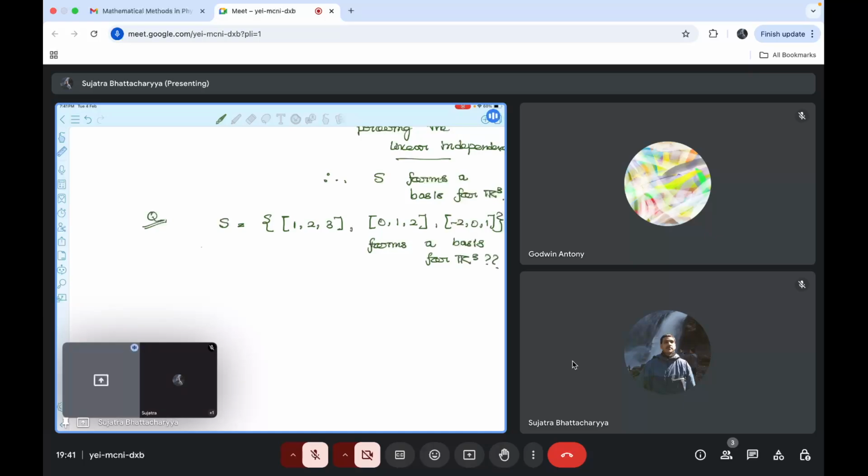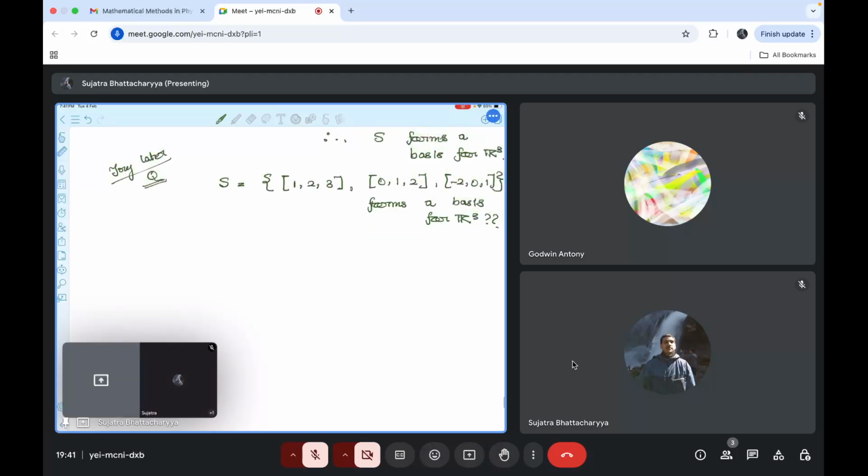Okay, this you can try. So this is the question. You try, and you'll see that it will form a basis. Just try it out. Of course, you have the assignment questions also. We can solve those questions in the next class once the period of the assignment is over.